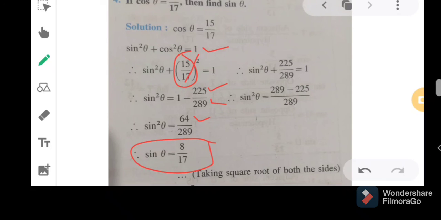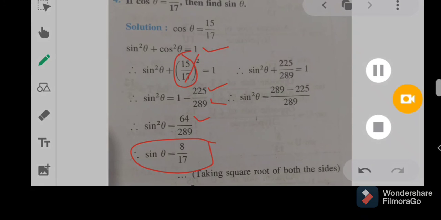In this way, friends, our practice set 8.2 is taken. So you have to solve the remaining examples as practice. Okay.